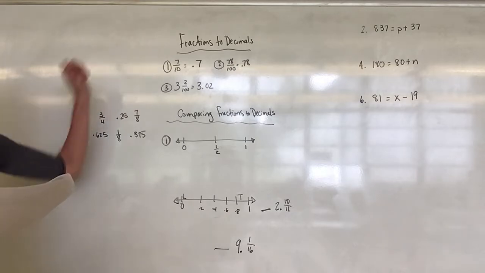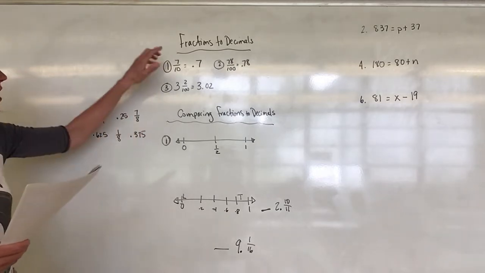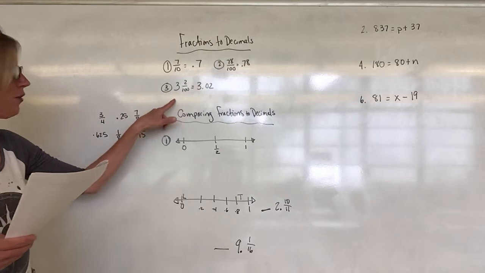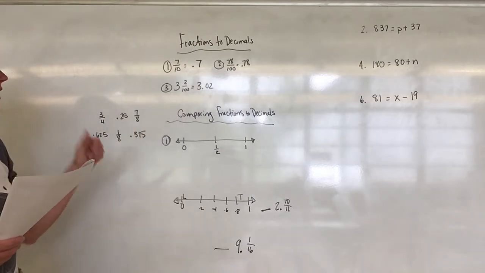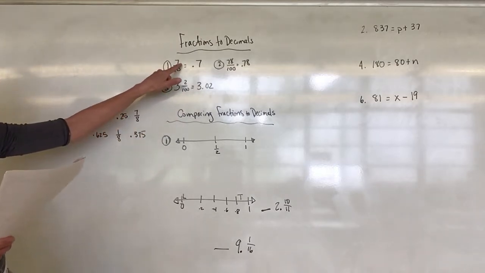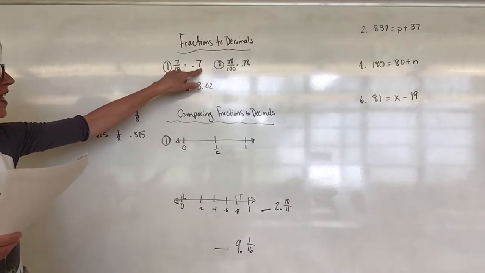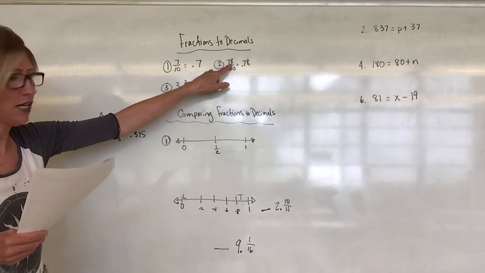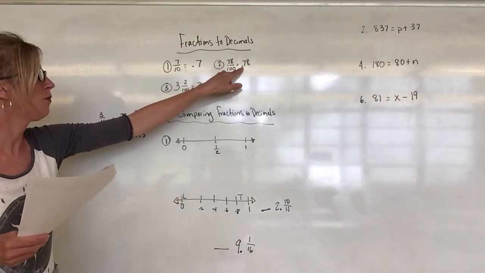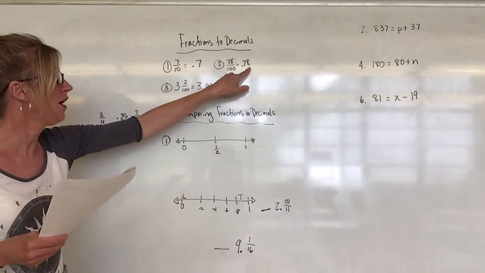The first page is fractions to decimals. So I just did number 1, 2, and 3 for you so that you can see and be refreshed on how to do this. If it is 7 over 10, that would be the same as 0.7. That is in the tenth spot. If it is 78 over 100, like number 2, that is 0.78, tenths, hundredth spot.